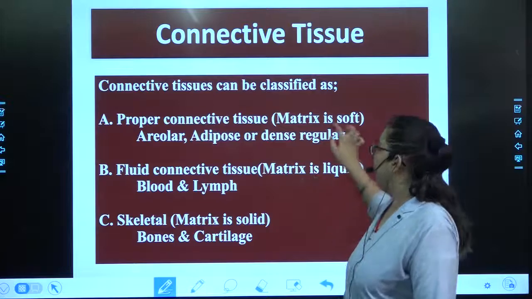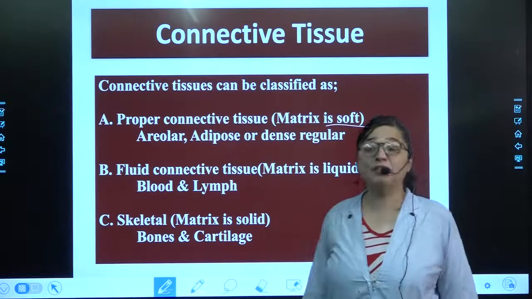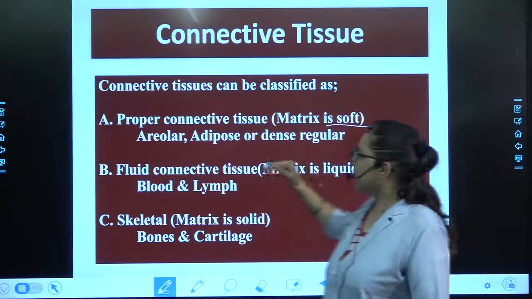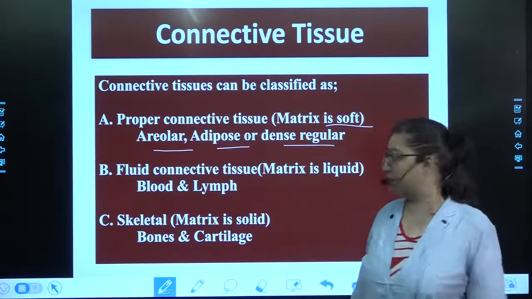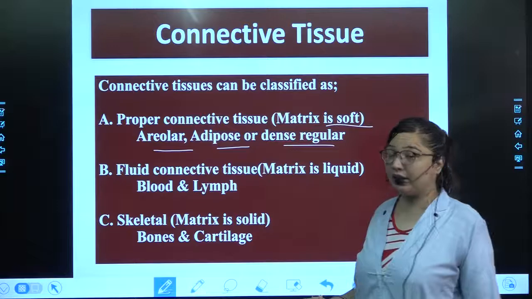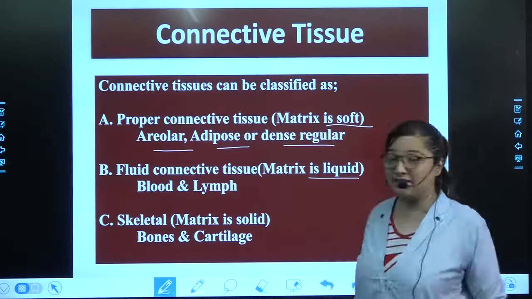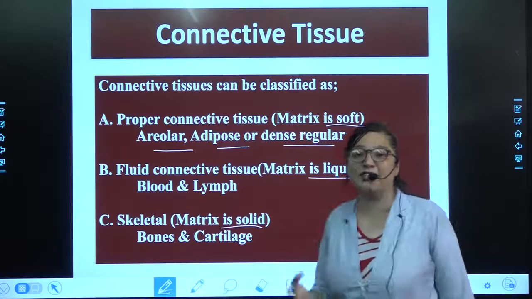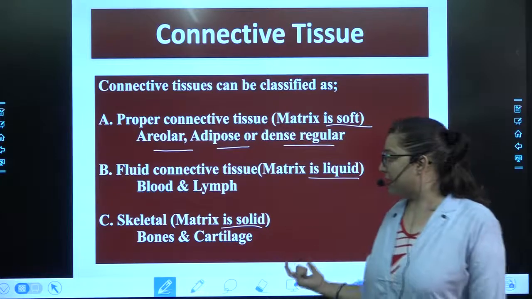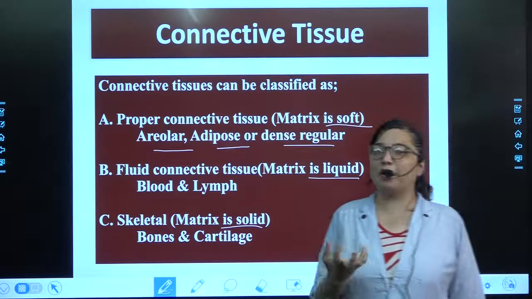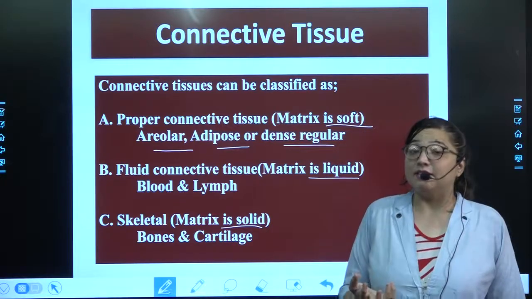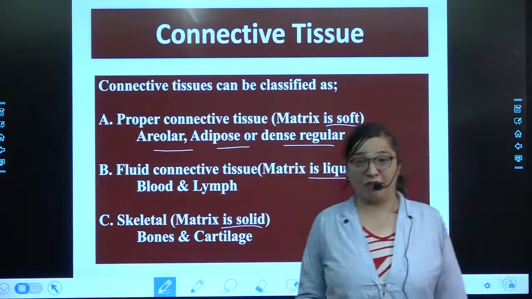In proper, the matrix is soft. That means the fluid is soft. What is included over here? Areolar, adipose, and dense regular, the very first 3 ones. Then fluid, you know, in fluid the matrix is liquid as it is. Skeletal means the matrix is solid. Matrix means the ground substance, you already know, we have done in cell. What is the meaning of the word matrix?